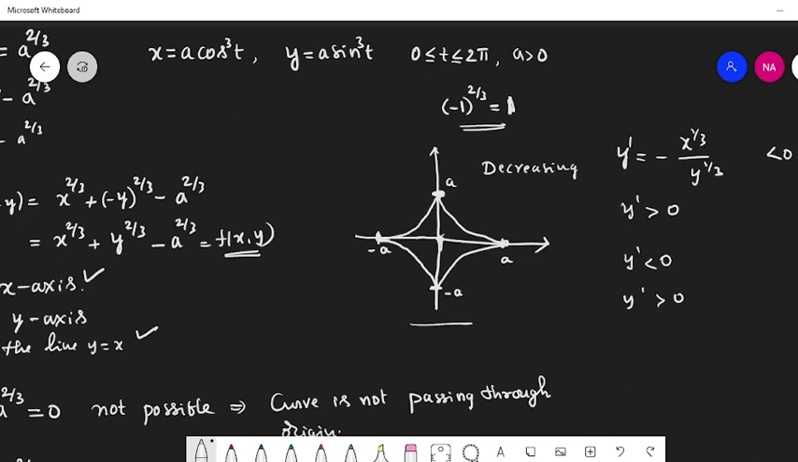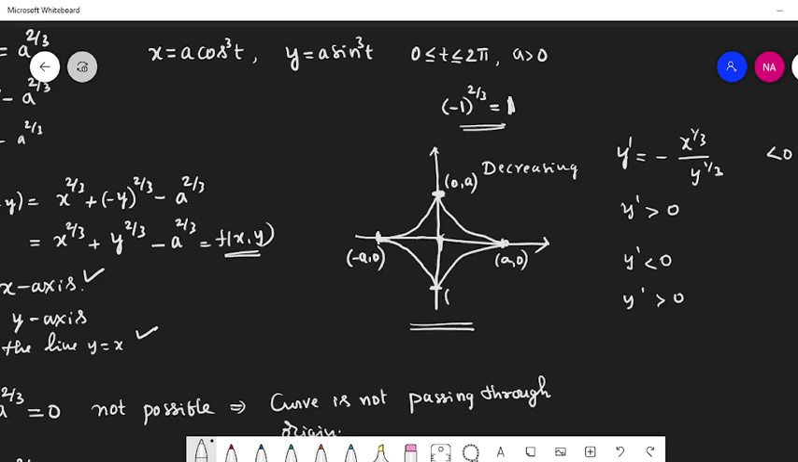This is the graph of the asteroid. So this is the required one. So with this, for reference, I have just written A, but actually I have to write A comma 0. This will be 0 comma A. Let us write it properly.